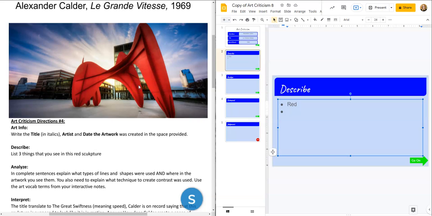So we could say lines that are vertical and diagonal. You could say organic, actually not organic, amorphous shapes, because they're kind of blob-like. Yeah, there's my 3. Go ahead and type those 3 or add your own, and pause me while you finish this section. Unpause when you are ready for the analyze section.